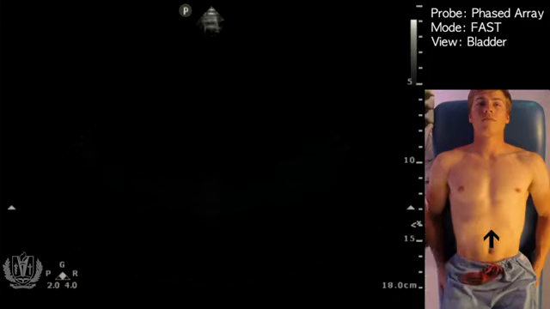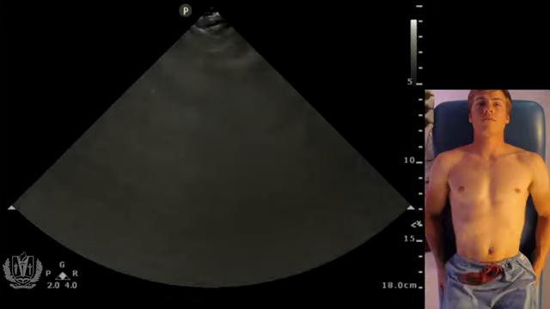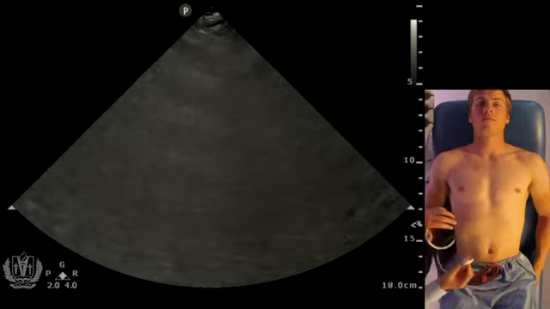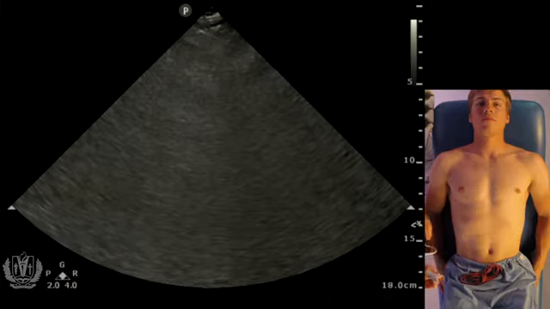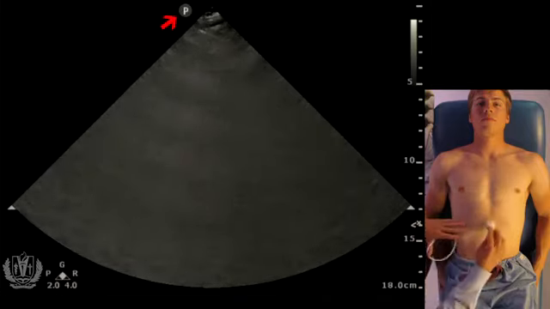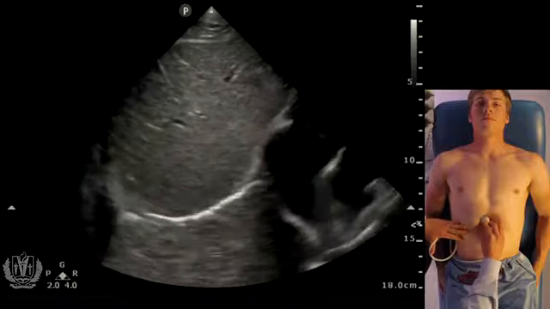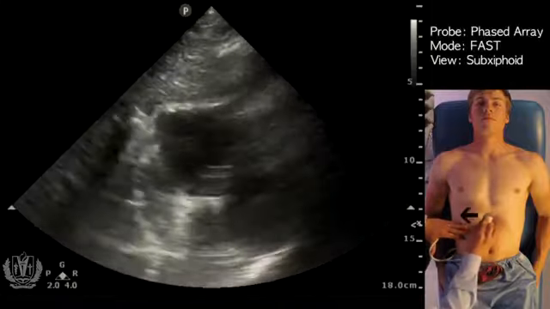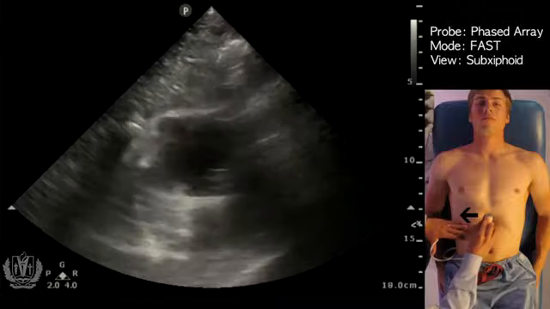The next view is going to be the cardiac view, looking for pericardial effusion. And there's two views you can use. You can use the subxiphoid view. And since this is on the standard mode, the indicator is going to be towards the patient's right side. And you're going to identify the liver and sweep in and look for that heart. And here we see the heart, the four chambers of the heart.